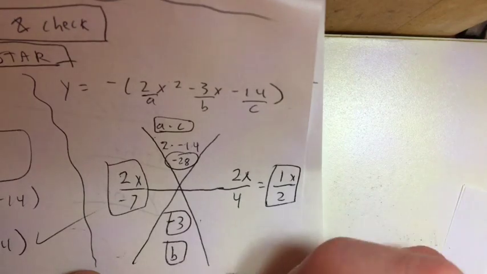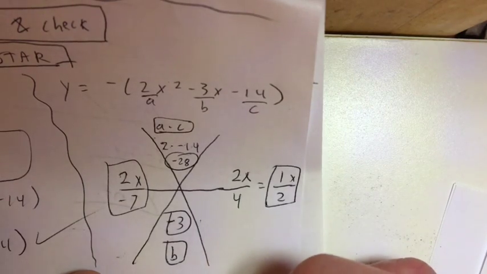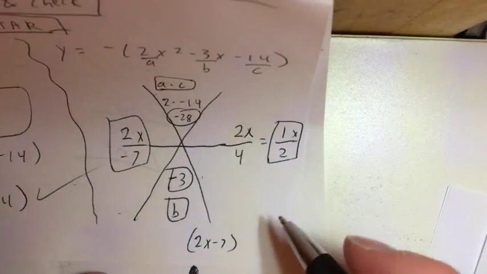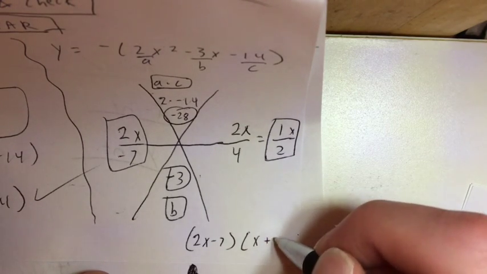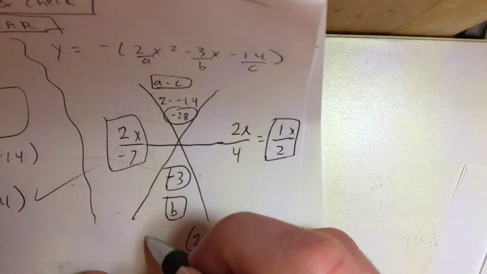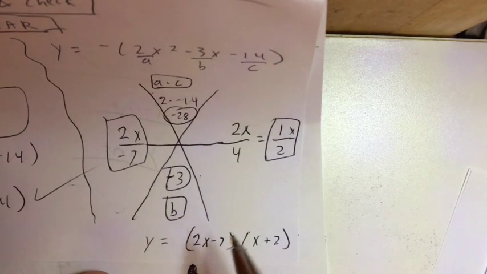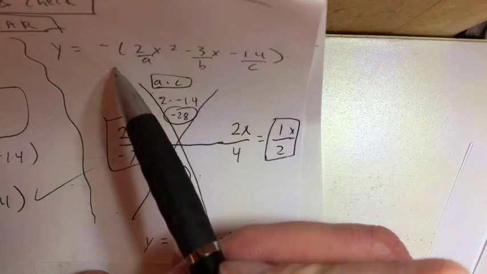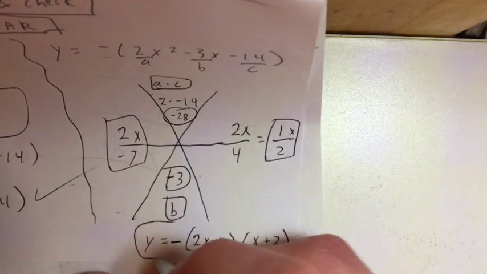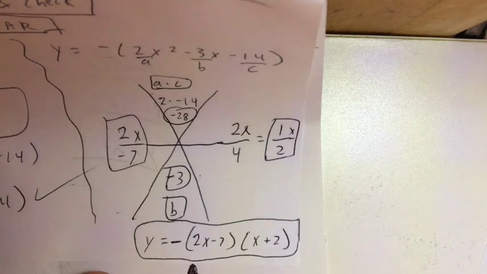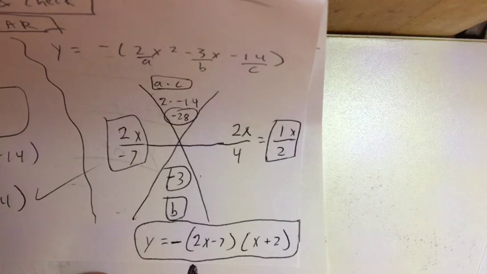The way you write this is 2x minus 7 in one set, and then 1x plus 2, or just x plus 2. You don't have to put the 1 in front of the x if you don't want to. Now, if you chose this as your final answer, you would be wrong, because you forgot at the very beginning, what did you have out front? You still had that negative out front. So I do have to include that negative that was out front all along. This is going to be one of the harder ones, and there is going to be one like this on your test. Just a fair warning, okay?